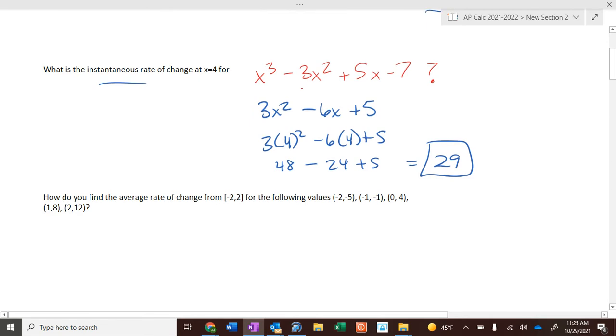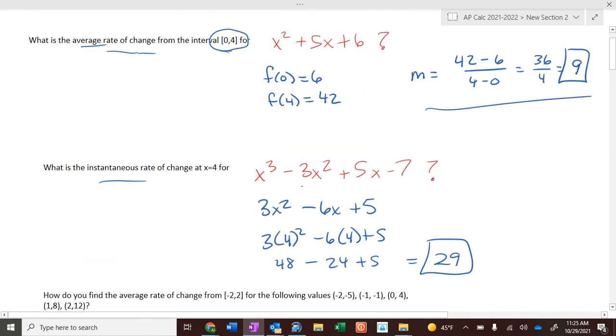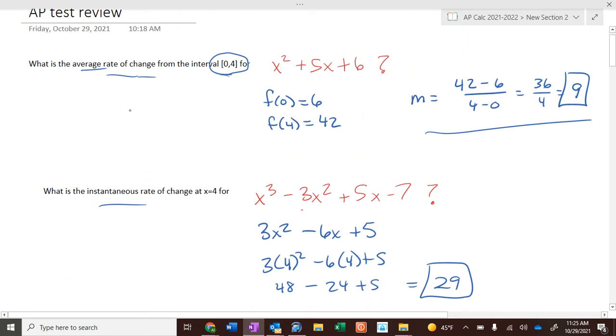Okay. The second one, is that a point? No, it's over the interval from 0 to 4. That's not saying y and x, that's not an ordered pair, that's brackets. Okay.